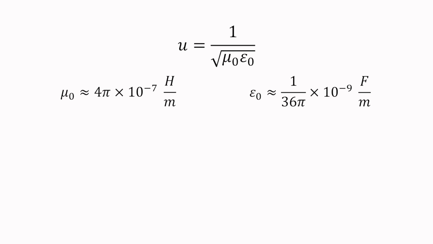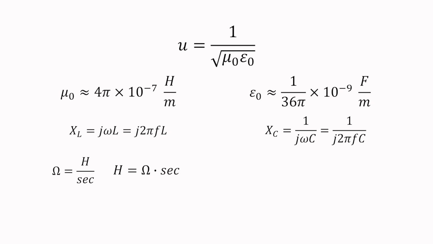Before we look at the numbers, let's look at the units. Inductive reactance in ohms is equal to inductance in henries multiplied by j omega, or j2 pi f, with f in hertz, or 1 over seconds. Thus, a henry is equivalent to an ohm second. Capacitive reactance in ohms is equal to 1 over j omega times the capacitance in farads, or 1 over j2 pi fC. Thus, a farad is equivalent to a second per ohm.